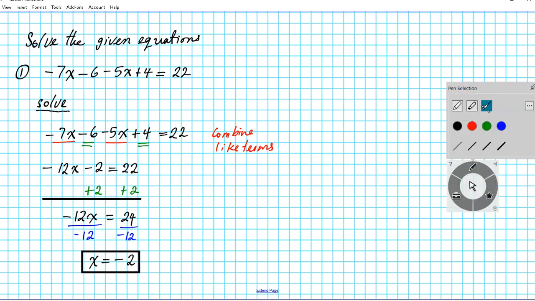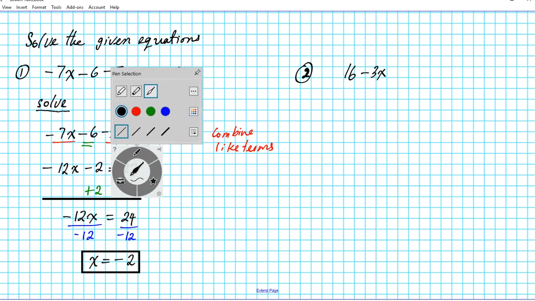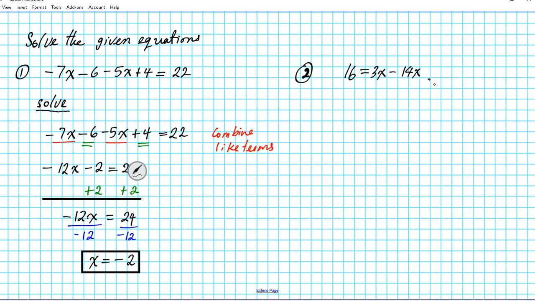Alright, let's take a look at question number 2. Let's say we want to solve the multi-step equation given by 16 minus 3x minus 14x. 16 equals 3x minus 14x minus 61. Okay, let's go ahead and solve this. Alright, so we have 16 equals 3x minus 14x minus 61.